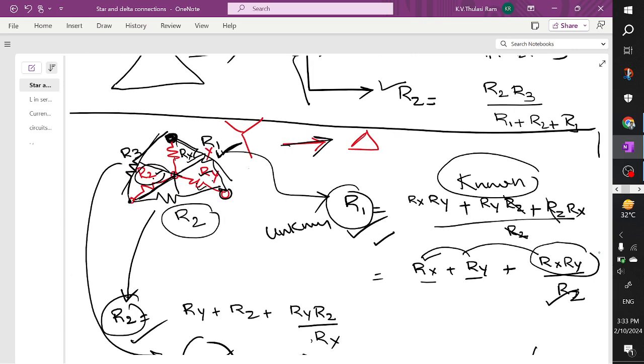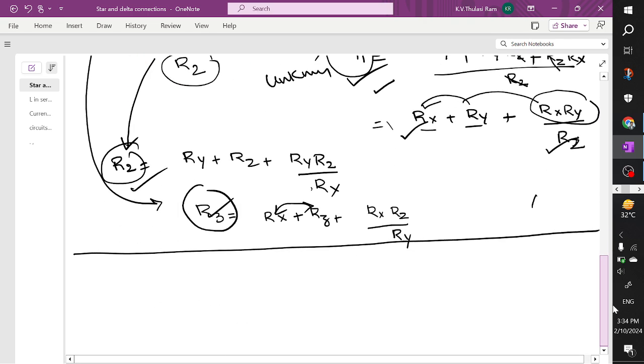Coming to the next conversion, the red color star is given to us, and we want to find out the black color delta. So how to find out R1? You see this R1 is connected between two known red color ones, which is nothing but RX plus RY plus their mutual product, RX into RY divided by RZ. Now let's try to employ the same here. Let us try to consider the problem.